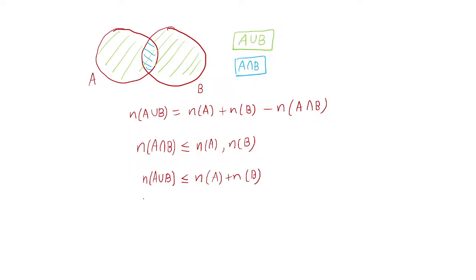In fact, you can also say number of elements in A union B will always be less than or equal to number of elements in the universal set. Universal set means what? The biggest possible set in a given context. Think about it.